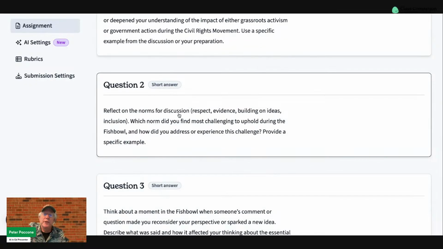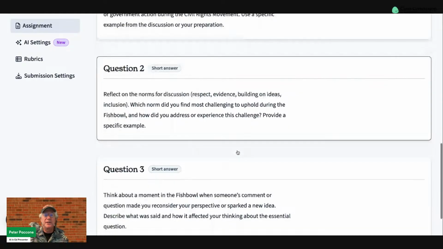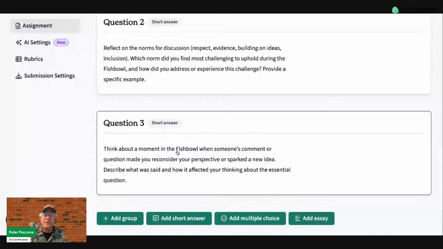"Reflect on the norms for the discussion. Which norm did you find most challenging to uphold?" Oh, fun. "During the fishbowl, how did you address or experience this challenge?" And then, "Think about a moment in the fishbowl when someone's comment or question made you reconsider your perspective or sparked a new idea. Describe what was said and how it affected you."